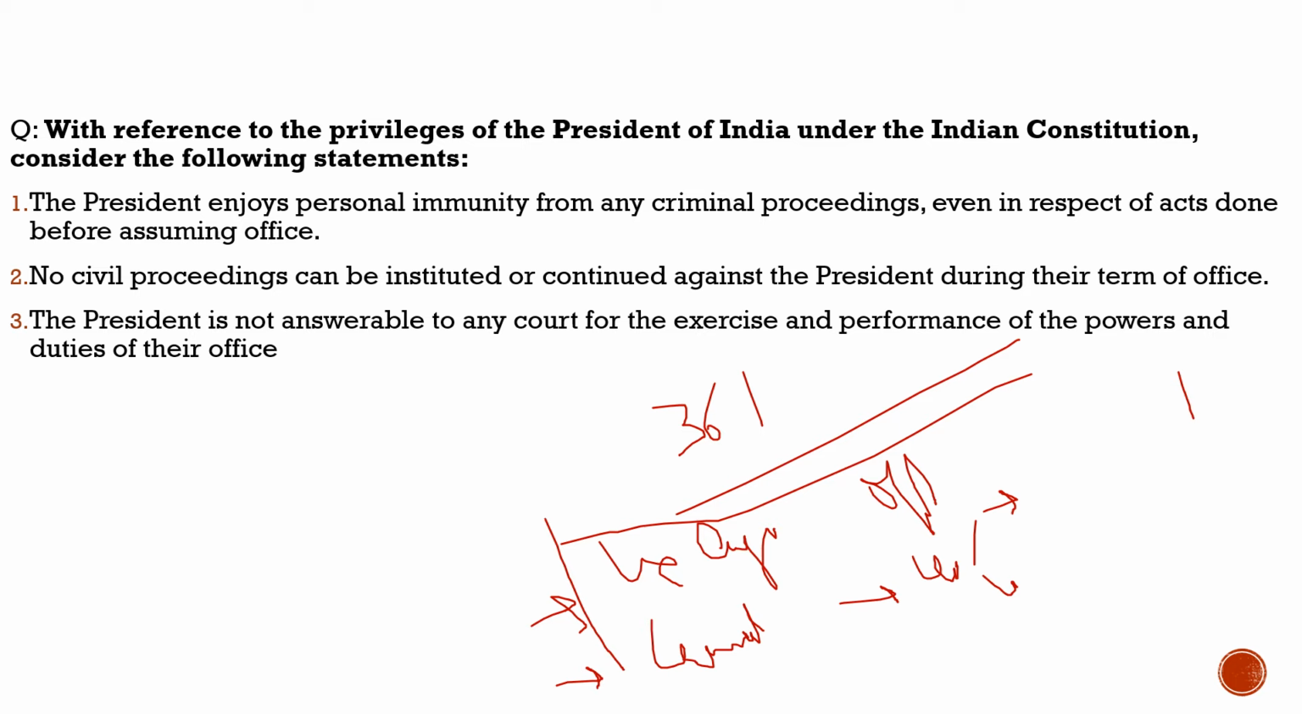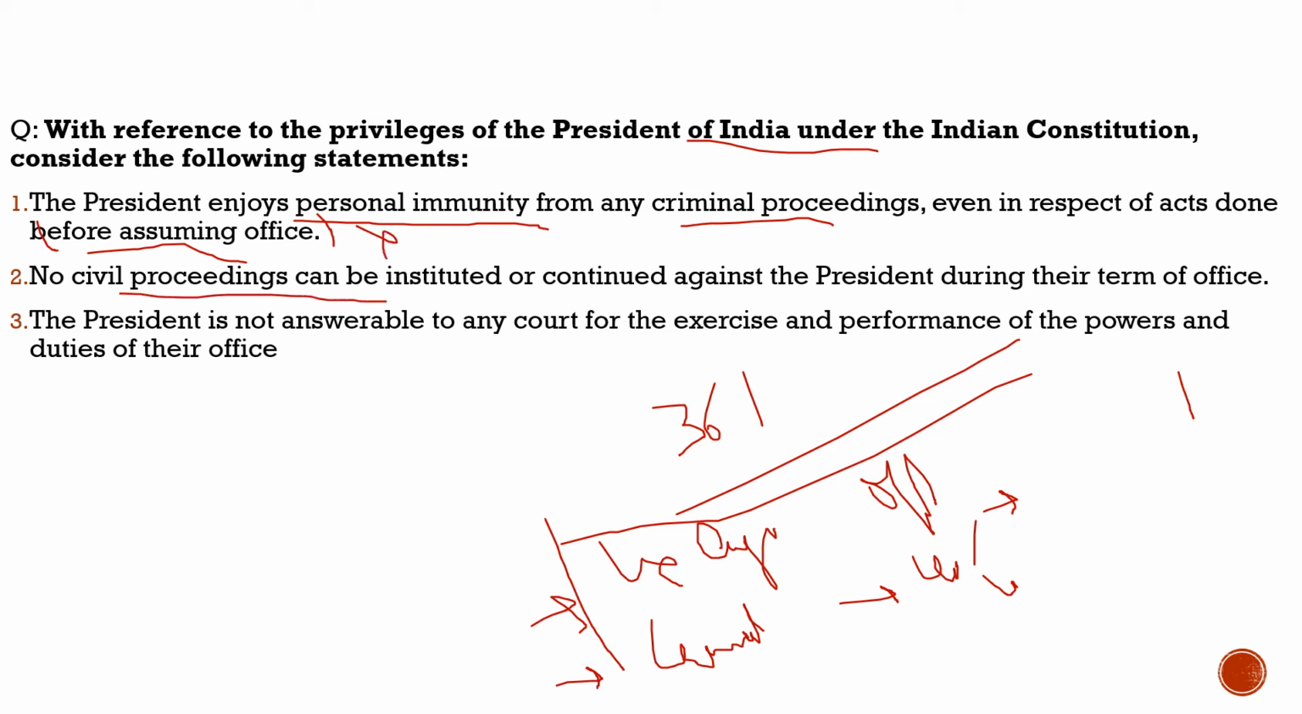So with respect to this question, we will understand it more. The question says, with reference to the privileges of the President of India under the Indian Constitution, consider the following statements. First statement, the President enjoys personal immunity from any criminal proceedings even in respect of acts done before assuming office. This 'before assuming office' is the catch here. Even though he enjoys immunity when he is in office, whether it is related to his personal life or official work, in criminal proceedings he can't be taken to the courts. But if the acts were done before assuming his office, then proceedings can be started against him. So the first statement is incorrect.